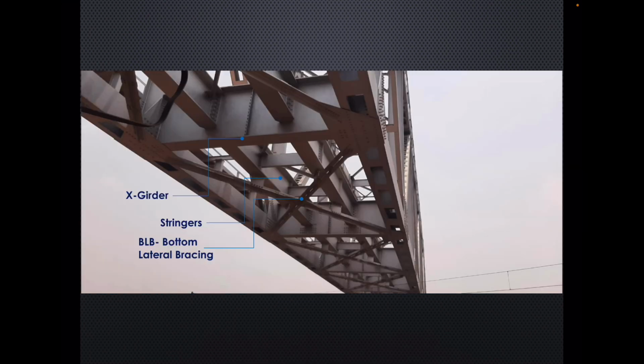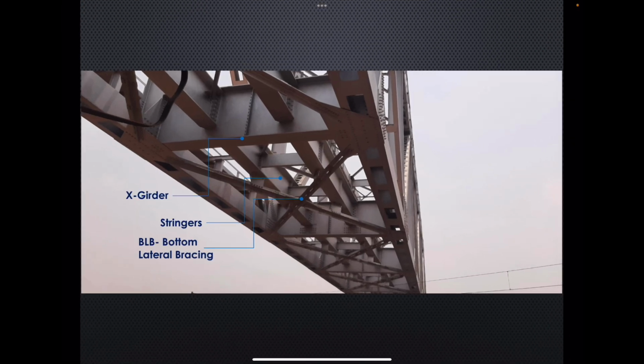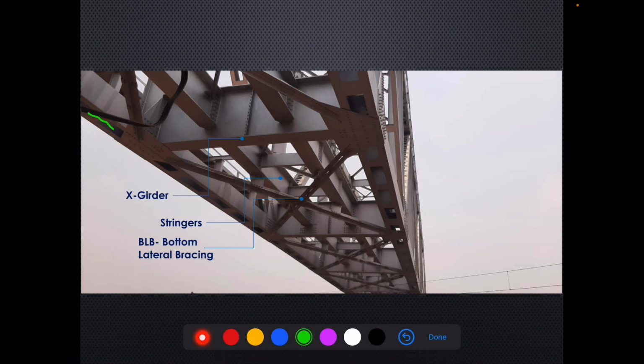So let's see some more components. This is the flooring system of an open web girder. These two are the bottom chords running. These two are joined at various places, at all the nodal points, by a cross girder.